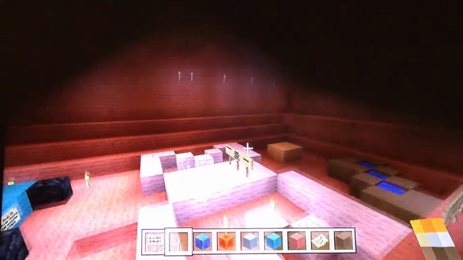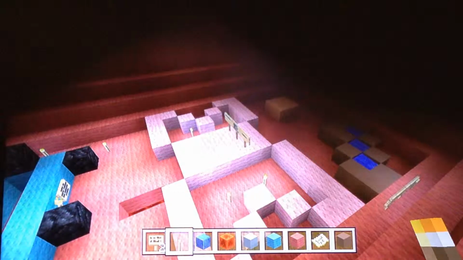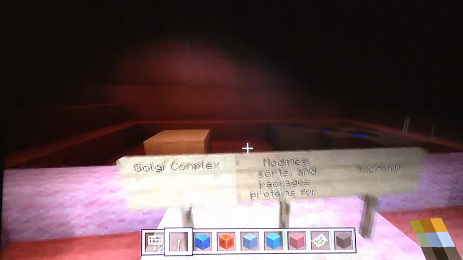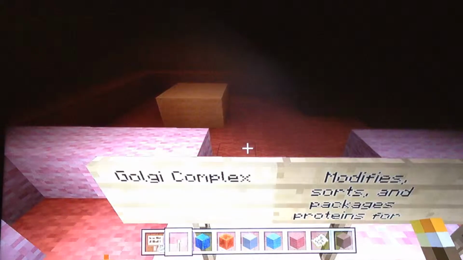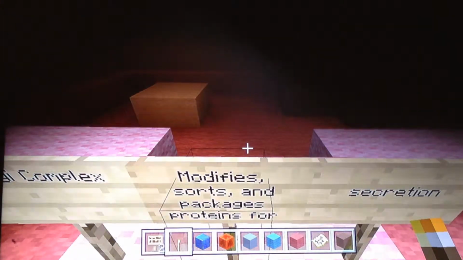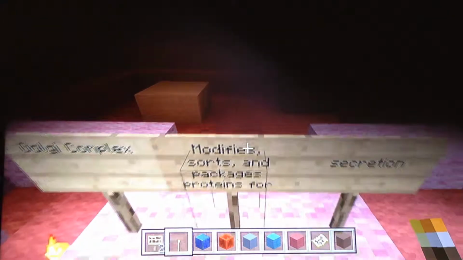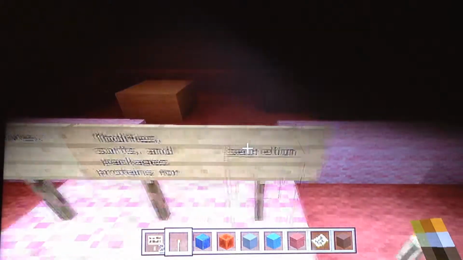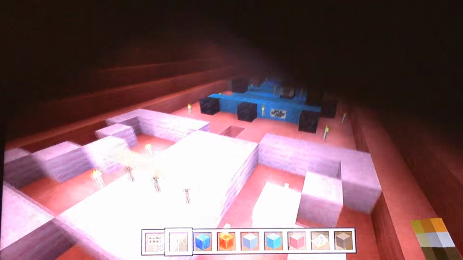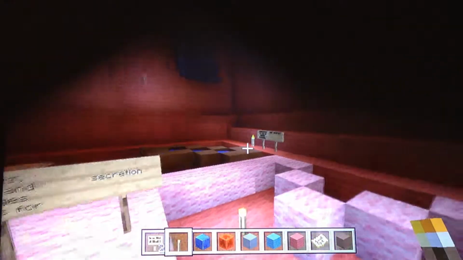And over here we have the Golgi complex. It's almost like two rainbows back to back, as you can see. I did my best. And again, torches are just for lighting purposes, so ignore those. This is the Golgi complex. This modifies, sorts, and packages proteins for secretion. And it's very important because without this, it wouldn't have any storage or packaging or anything, so this is a very important part.